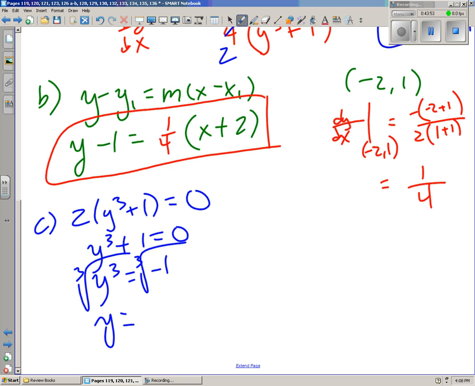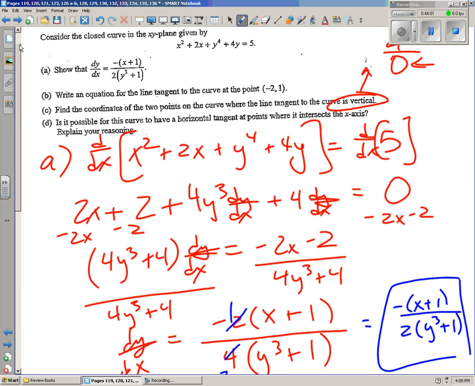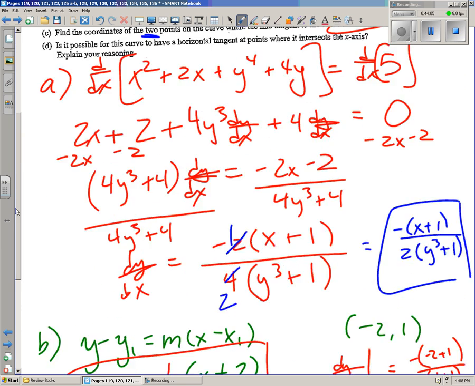The cube root of negative 1: what number multiplied by itself 3 times gives you negative 1? Well, that's negative 1. There's our y coordinate. And we want the points, and there's 2 of them. So we have to go back to the original and get an x.